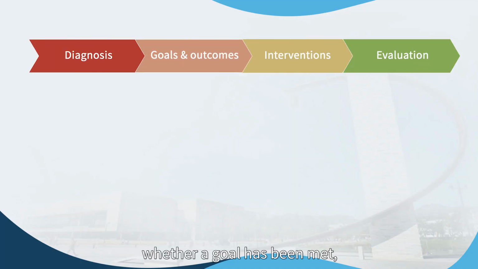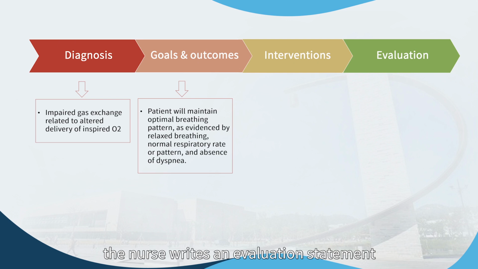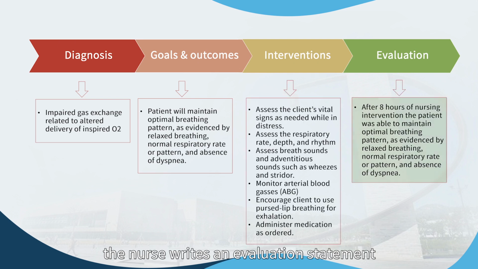After determining whether a goal has been met, the nurse writes an evaluation statement, either on the care plan or in the nurse's notes. An evaluation statement consists of 2 parts, a conclusion and supporting data. The conclusion is a statement that the goal was met, partially met, or not met. The supporting data are the list of patient responses that support the conclusion.